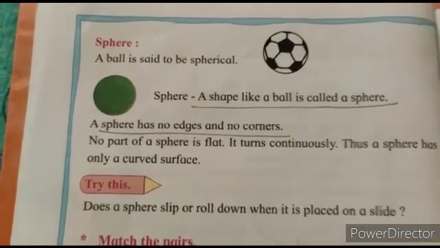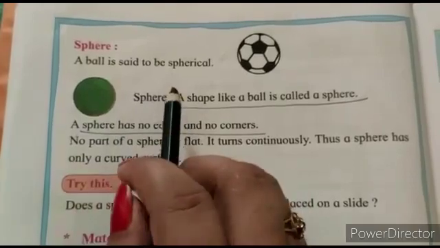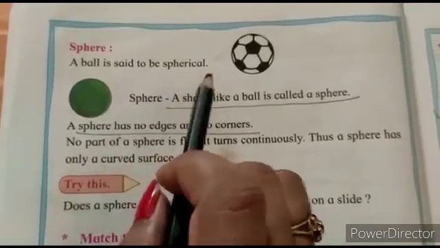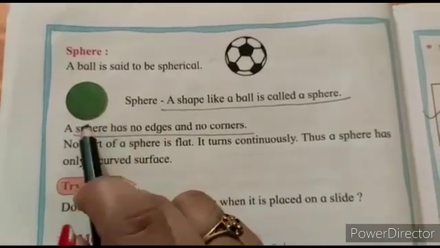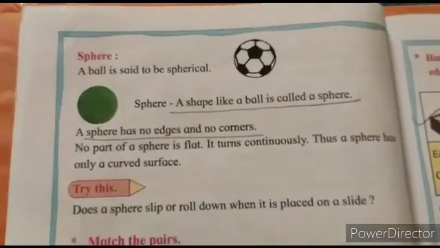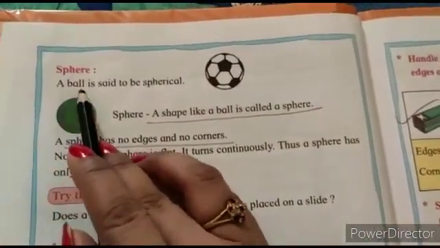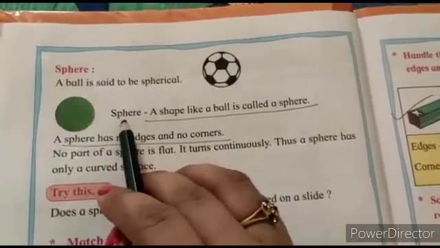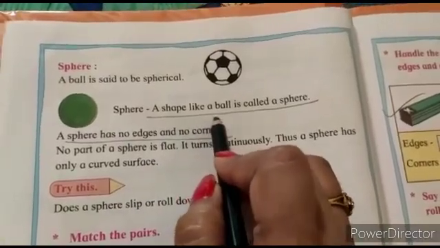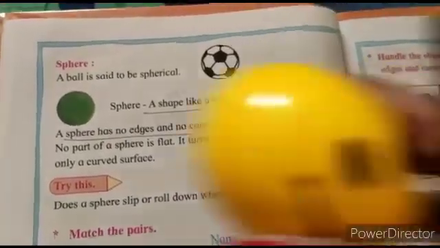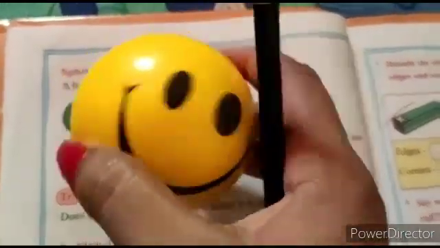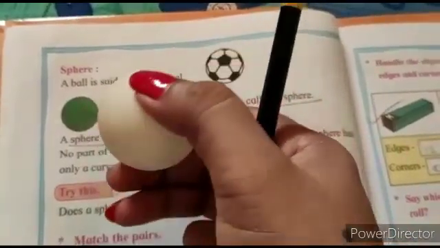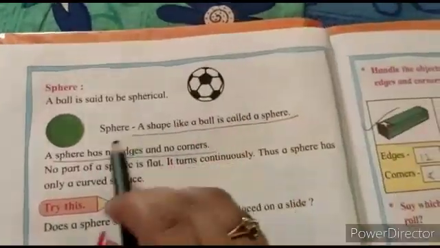Next is sphere. A sphere is something round in shape. Correct? A ball is said to be spherical. A shape like a ball is called a sphere. See, I have two balls. This ball is a spherical ball, and this small ball is also round in shape. This is also a spherical ball.